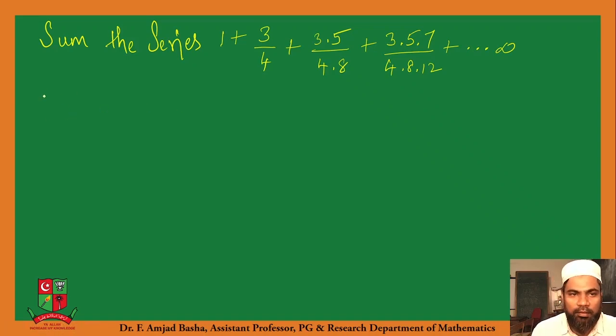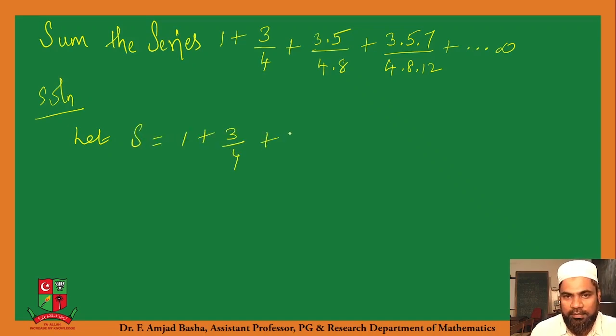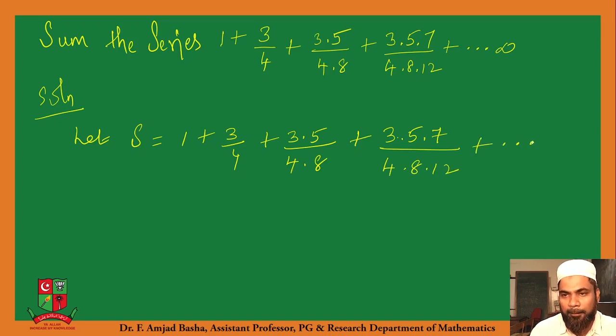To start with the solution, name this as S is equal to 1 plus 3 by 4 plus 3 into 5 by 4 into 8 plus 3 into 5 into 7 divided by 4 into 8 into 12. This is the infinite series we have. Before you proceed with the problem, just put a note about all the three cases.